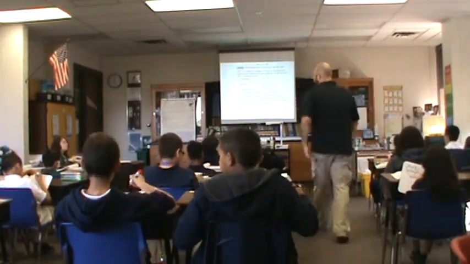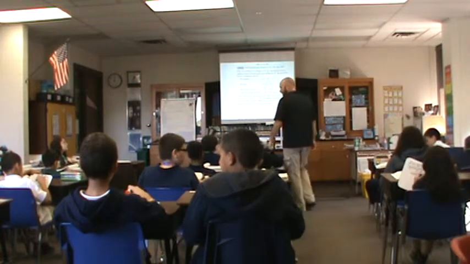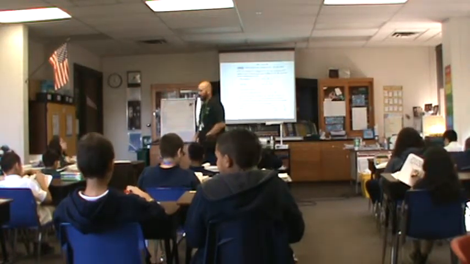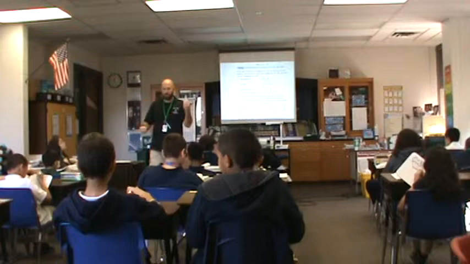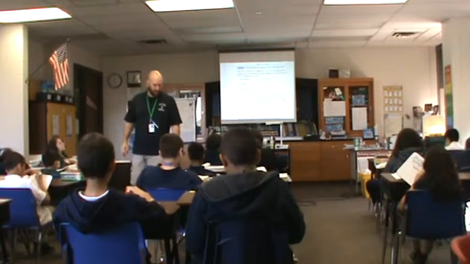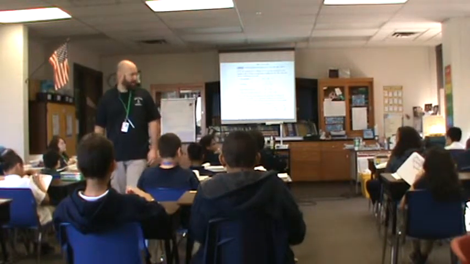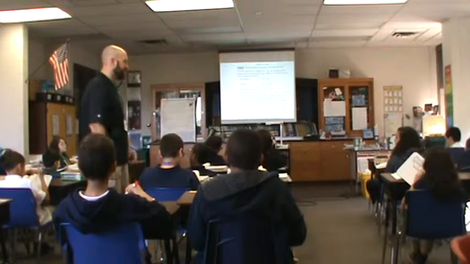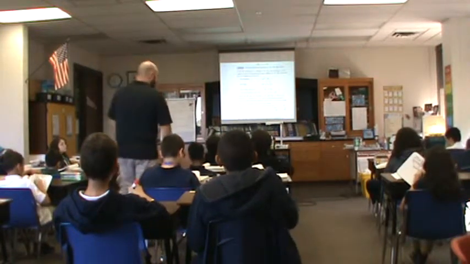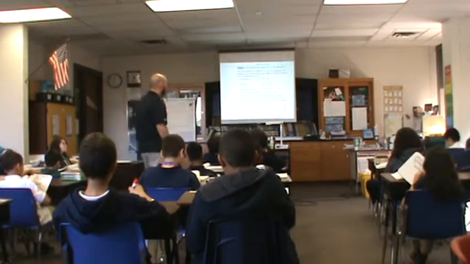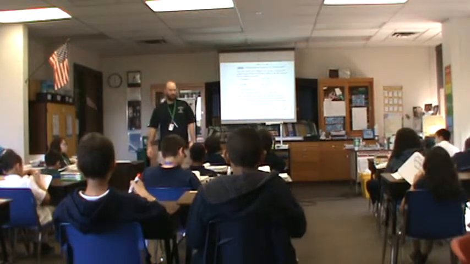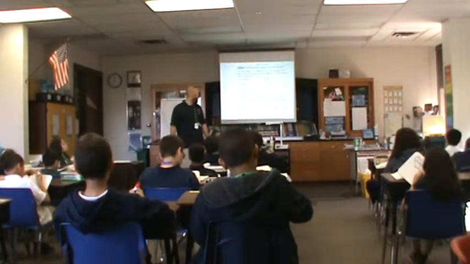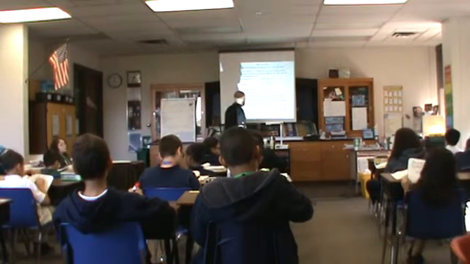3 times 25 we know is 75. Times 10 we don't even have to do the math, because we as smart, intelligent 5th grade math people know that all you have to do is add that 0. Which is the same as saying 75 times 10. What's the answer? 750. Okay.